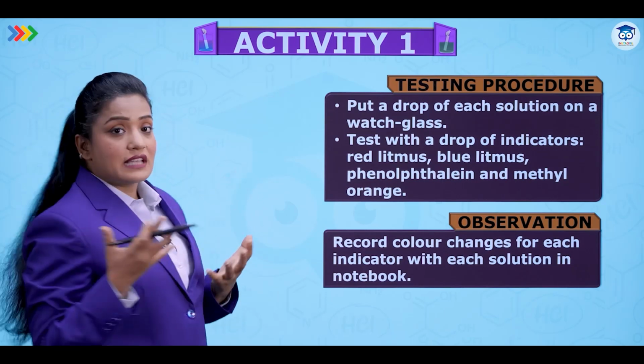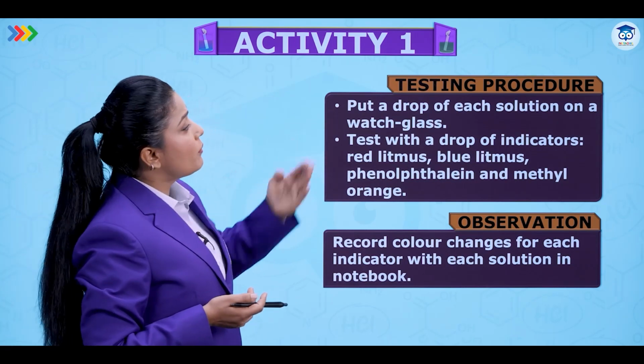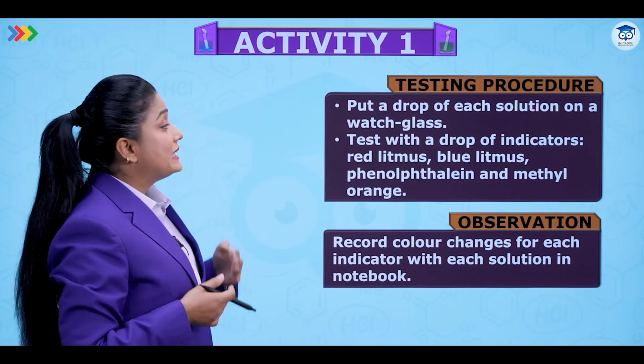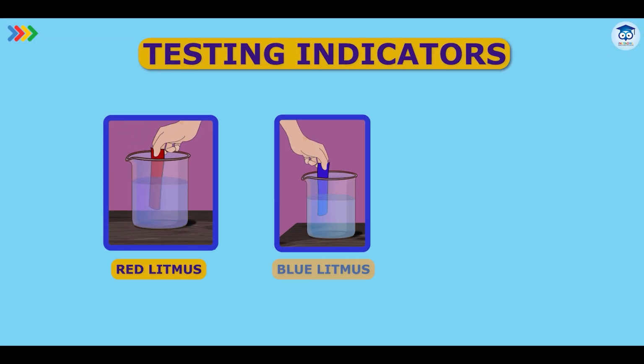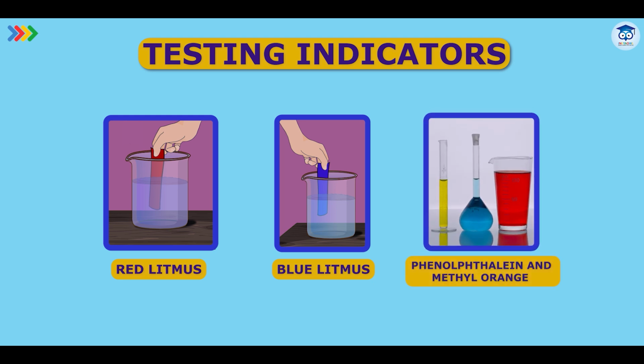Now to each of these samples, what we are going to do is put a drop of each solution on a watch glass and test with a drop of indicators like red litmus, blue litmus, phenolphthalein and methyl orange. So we are going to use these indicators for all the previous samples mentioned.